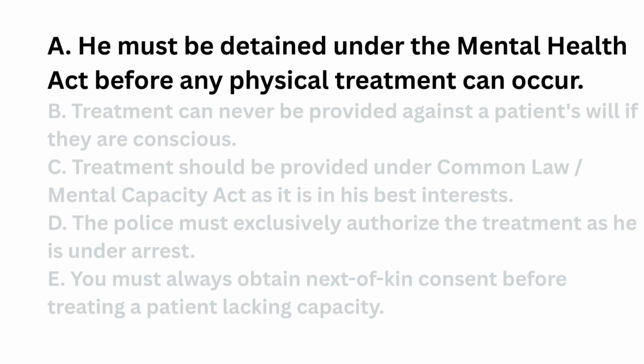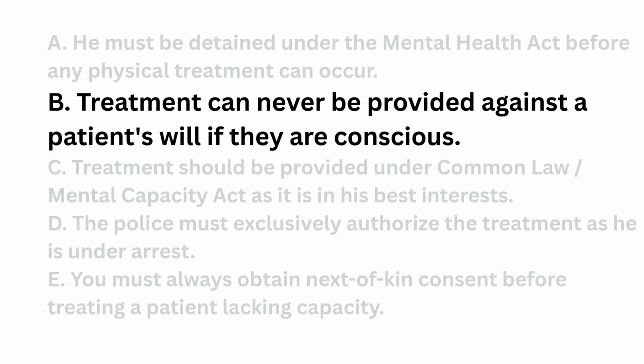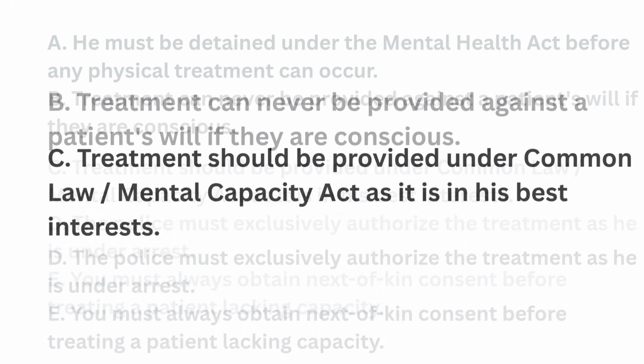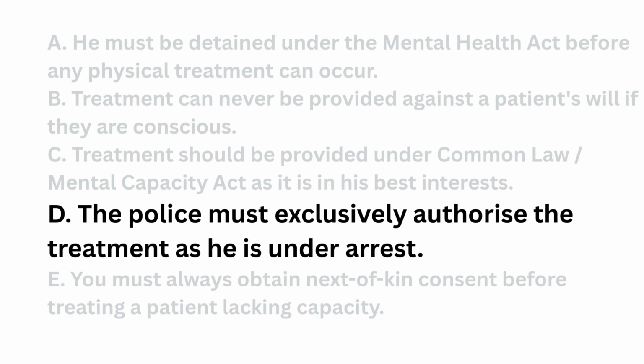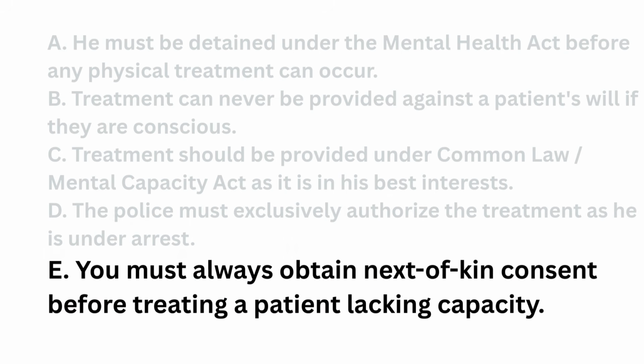Option A, he must be detained under the Mental Health Act before any physical treatment can occur. Option B, treatment can never be provided against a patient's will if they are conscious. Option C, treatment should be provided under Common Law or Mental Capacity Act as it is in his best interest. Option D, the police must exclusively authorize the treatment as he is under arrest. Option E, you must always obtain next of kin consent before treating a patient lacking capacity. This looks complex, but let's hunt for the absolutes and eliminate them.